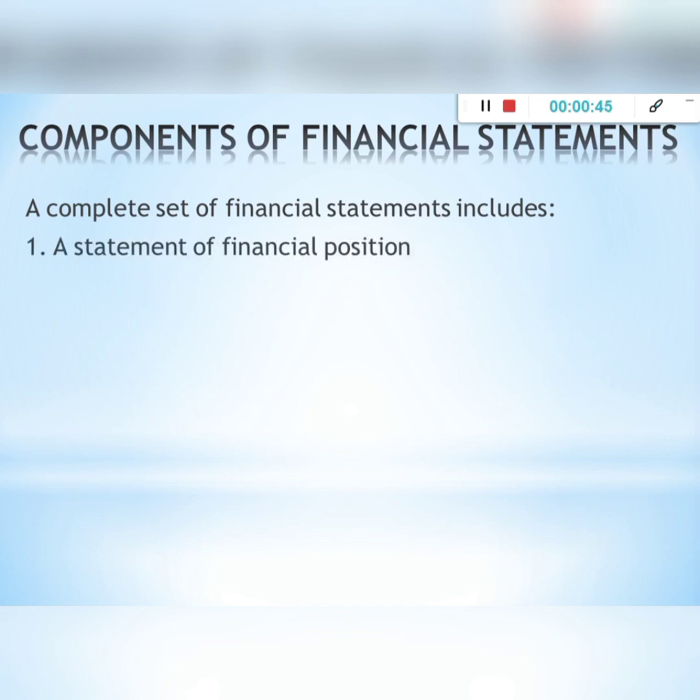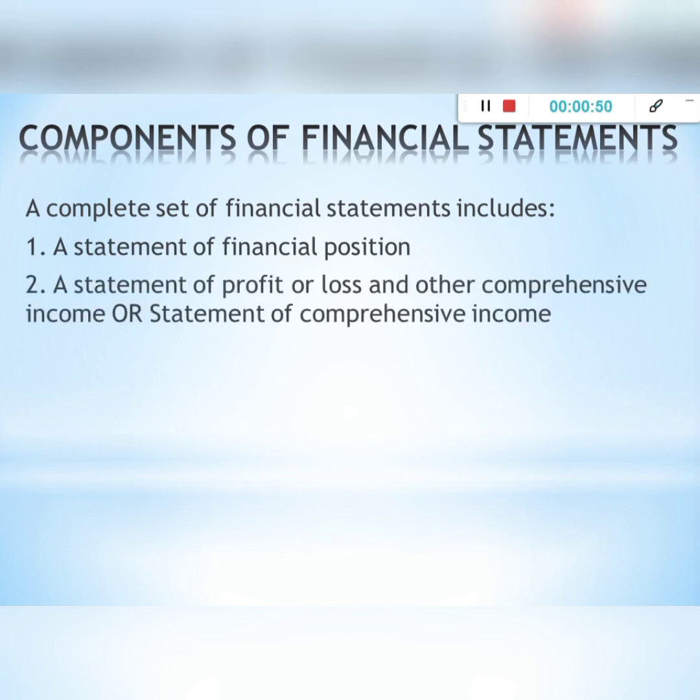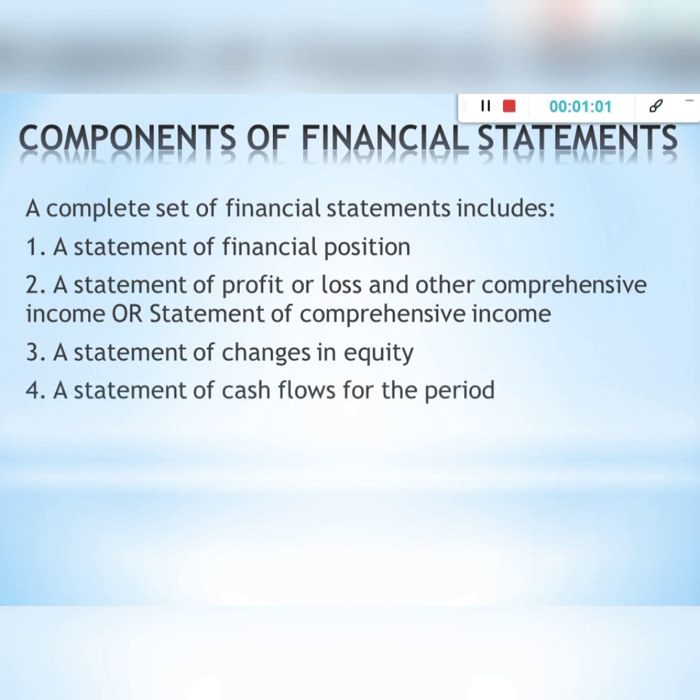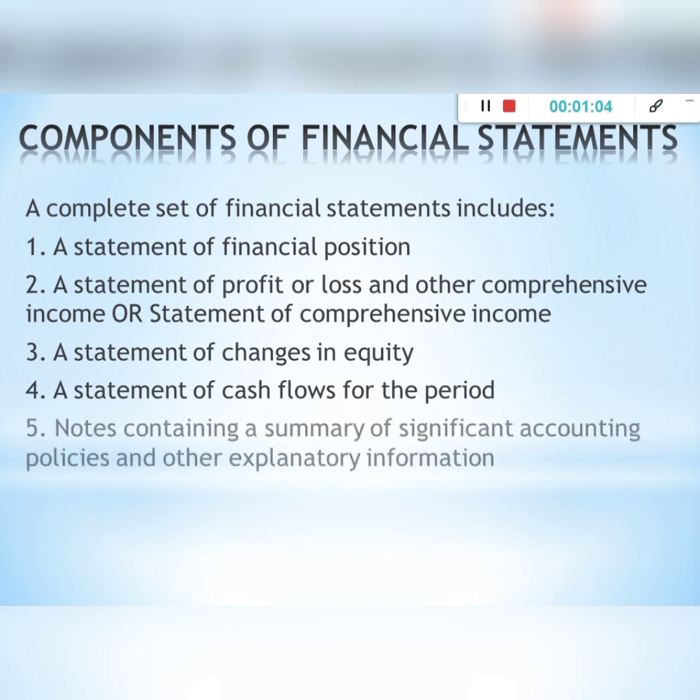Now let's look at the various components of the financial statements. An entity should prepare a complete set of financial statements, including the statement of financial position as at the end of the period, a statement of profit or loss and other comprehensive income, or statement of comprehensive income, a statement of changes in equity, a statement of cash flow for the period, and then the notes containing a summary of the significant accounting policies which have been used and other explanatory information.